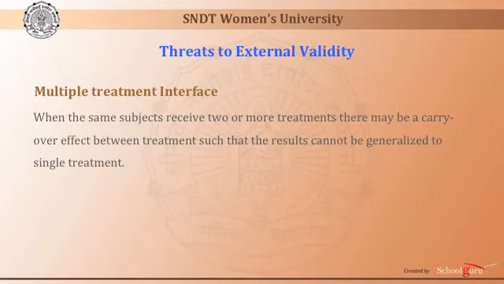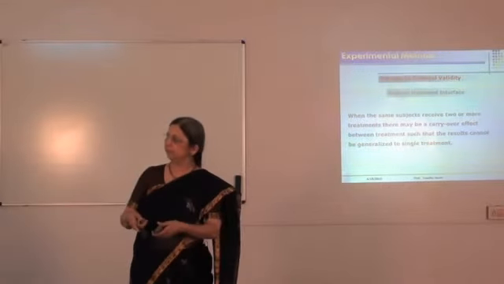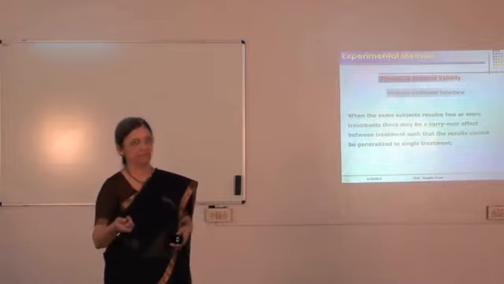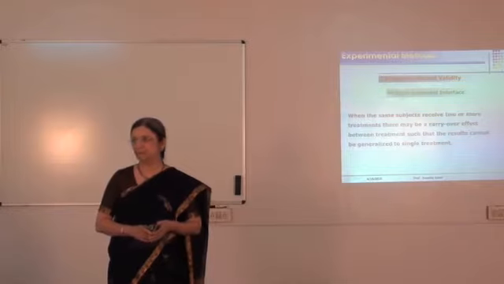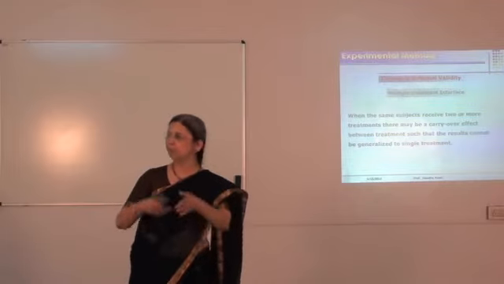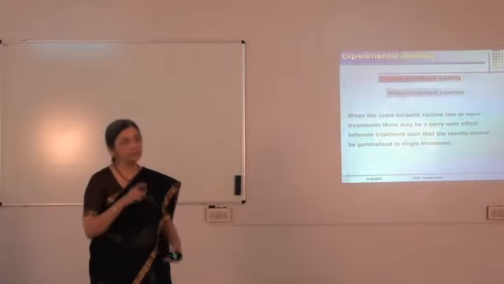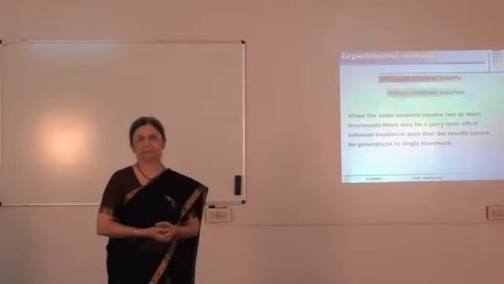Multiple treatment interference. When the same subjects receive 2 or more treatments, there may be a carryover effect between treatments, such that the results cannot be generalized in a single way. We will see some of the designs, and there it is necessary that you give one treatment first and after some time another treatment. So the same group undergoes 2 treatments. Once you teach with the discussion method, and then you teach the same group with the lecture method. So the same group is undergoing 2 treatments and one may have an effect on another.